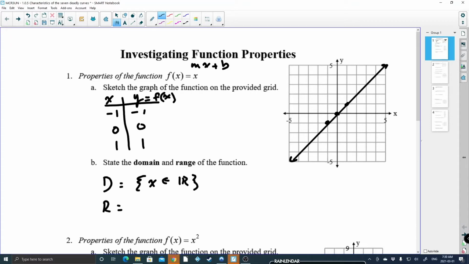And the same thing is true for the y-axis. No matter where I go on the y-axis, there's a point on the graph somewhere to the left or right. So we would write f of x is an element of R as well.